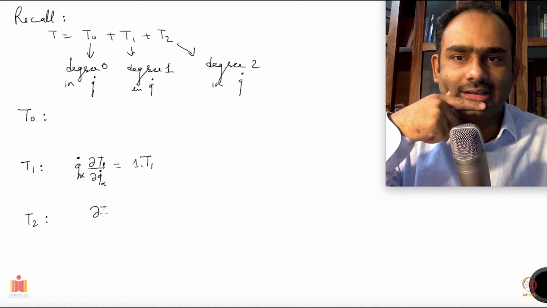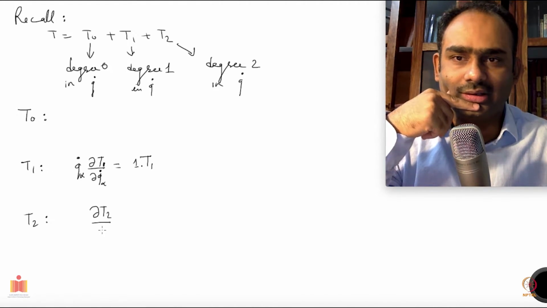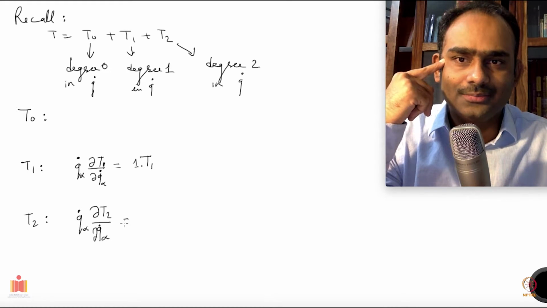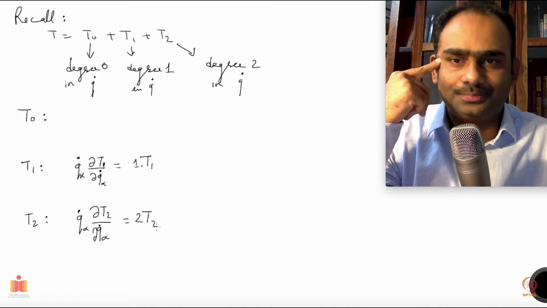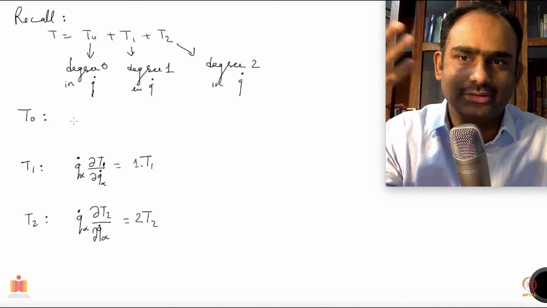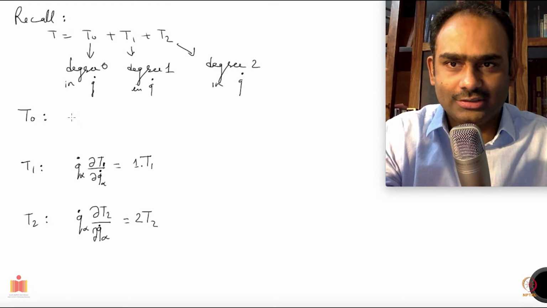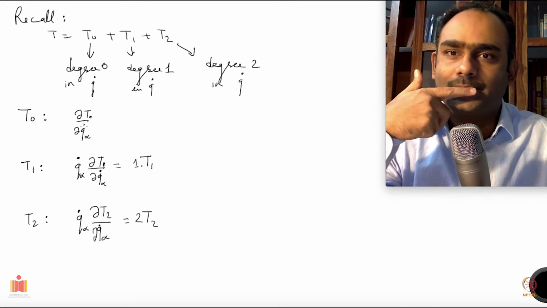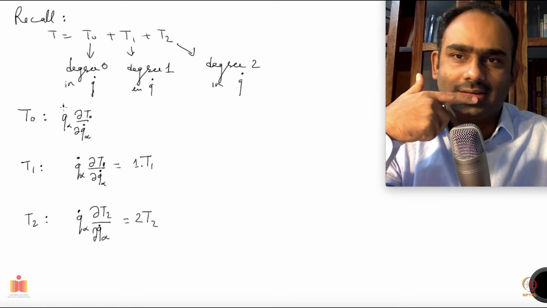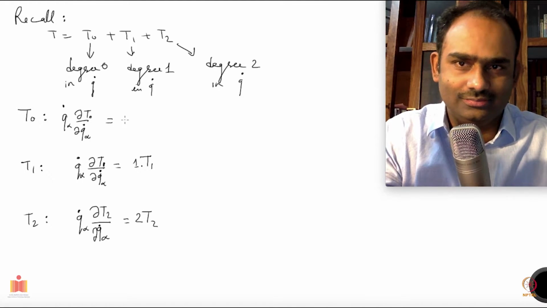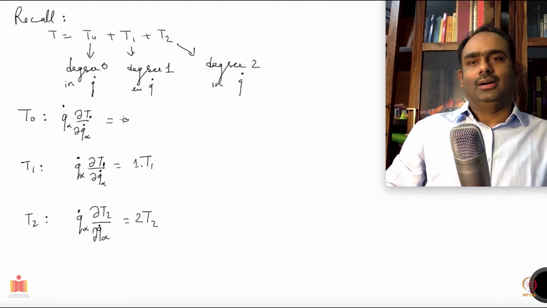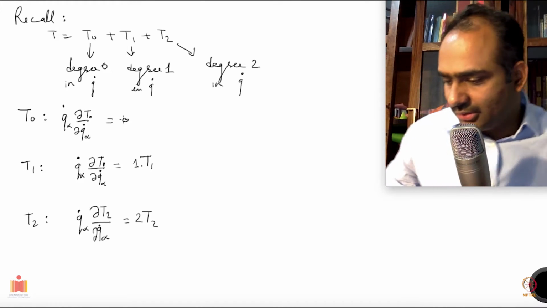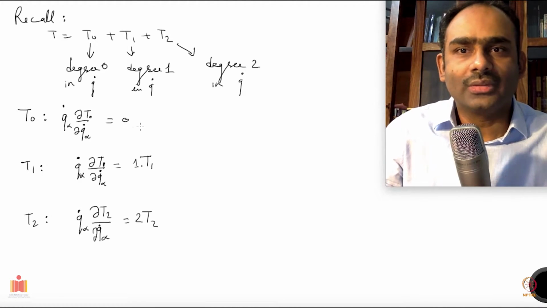Let's look at T2, which is quadratic. Q alpha dot times the derivative with respect to Q alpha dot, again with a summation implied, and you get 2 times T2. And here there is no dependence on generalized velocity, so there is no need to do the summation, it's 0 anyway. So that's what we get.